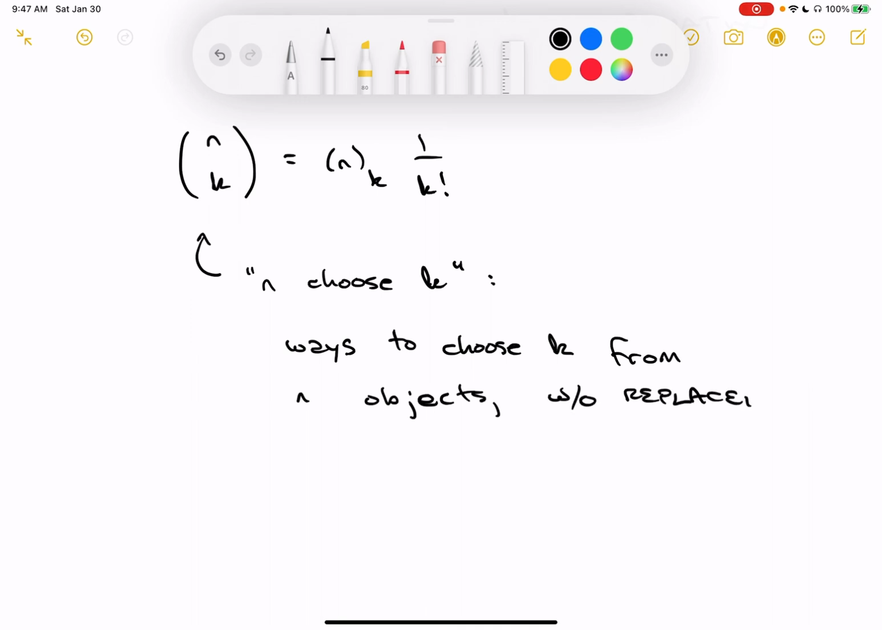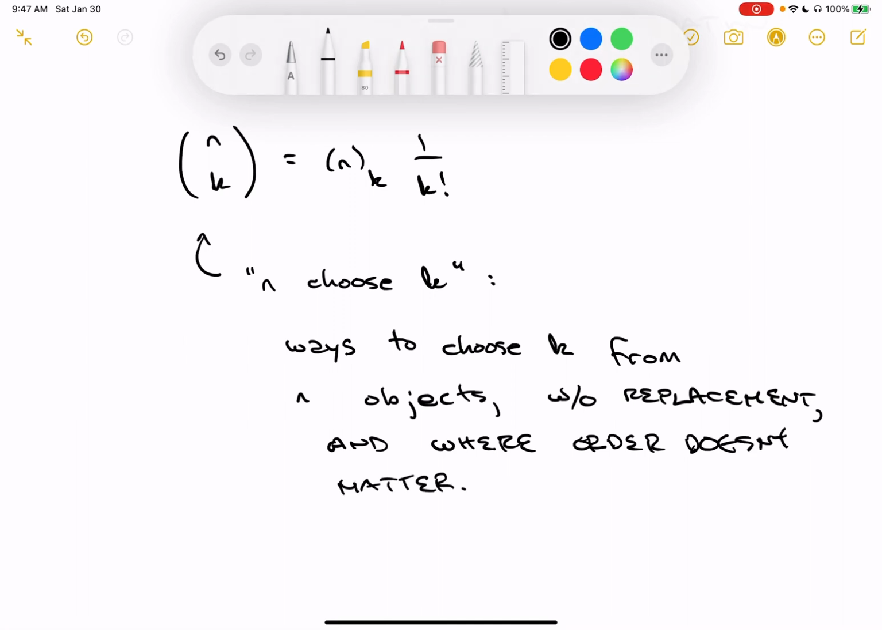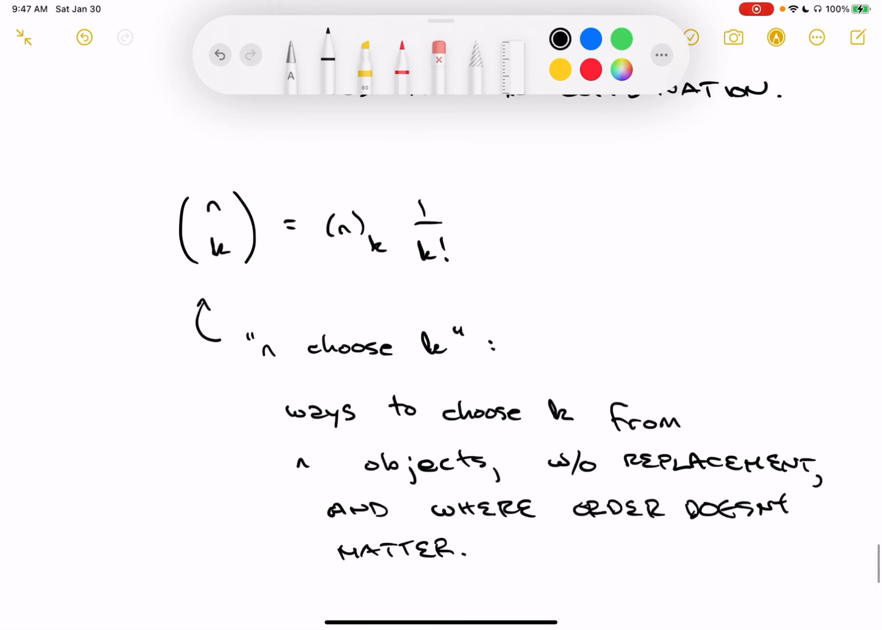That goes back to those original questions we talked about. Without replacement, and where order doesn't matter in our counting. There are going to be a lot of possible cases on this. Let's go ahead and take a look at how we might compute that.